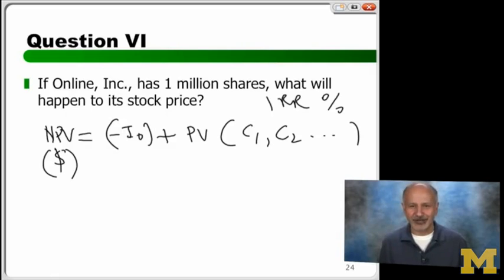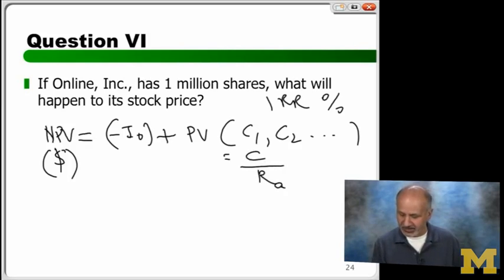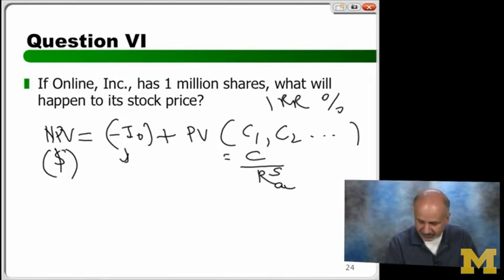The good news is what? The good news is if I can make C1, C2 the same, and I make it a perpetuity, what does this formula become? C over R_A, where R_A is for which business? Software, because I'm going to get into the software business. So the question is, do I know this number? You should know this number.